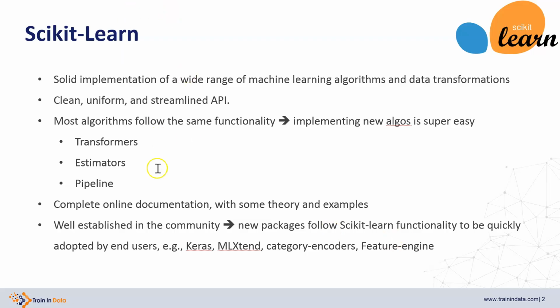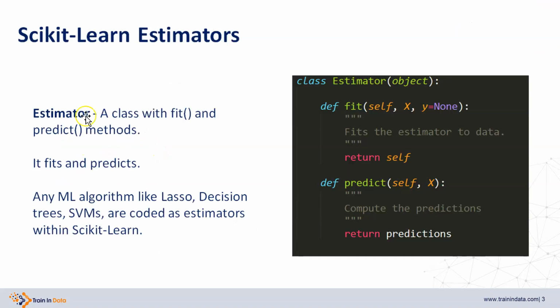So Scikit-Learn classes can be one of three types: transformers, estimators, or pipeline. Estimators are classes characterized by having a fit method where the class will learn the parameters from a training dataset and store the parameters as its attributes, and then the predict method where the class will take in a dataset and apply the parameters that it learned from the training set to obtain the predictions. So estimators fit and then predict.